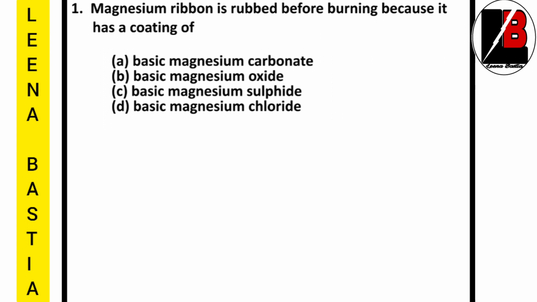Before you answer this, children, I suggest that you pause the video, take your rough copy and try out your own answers. Then later you just match with the answer I am giving, so that you can find out where you are in this chapter, right? So the answer for this will be B, that is basic magnesium oxide.